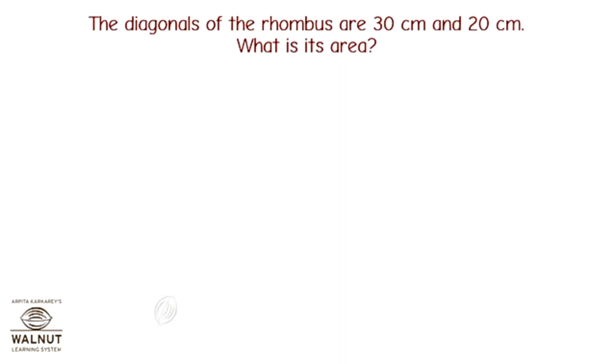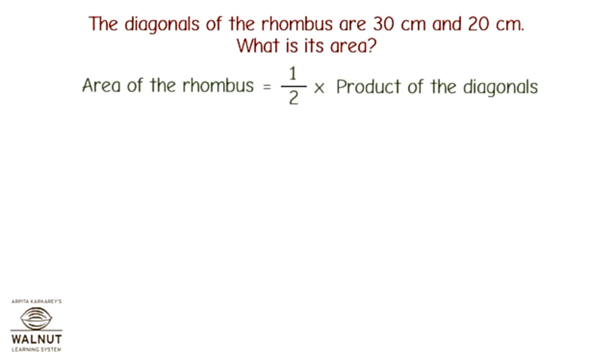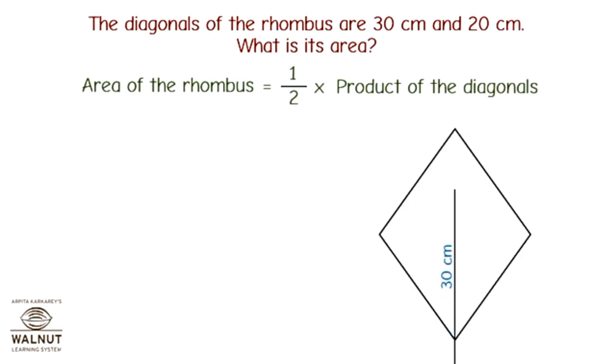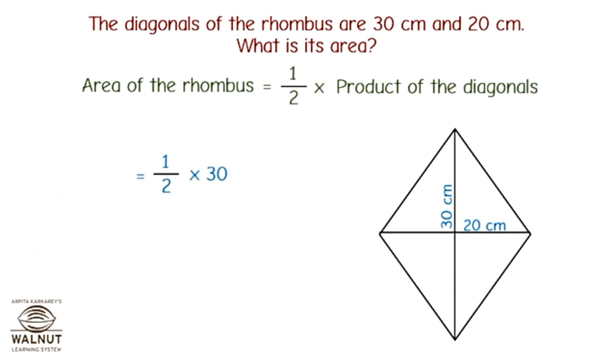Let us see an example. The diagonals of a rhombus are 30 centimeters and 20 centimeters. What is its area? We know that area of rhombus is equal to half into product of its diagonals. So let us draw the rhombus. So 30 centimeters is one diagonal and 20 centimeters is the other diagonal. So area of rhombus is equal to half into 30 into 20. So after cancellation, we will be left out with 300 centimeter square. So area of this rhombus is 300 centimeter square.